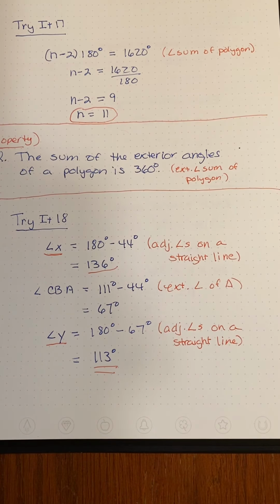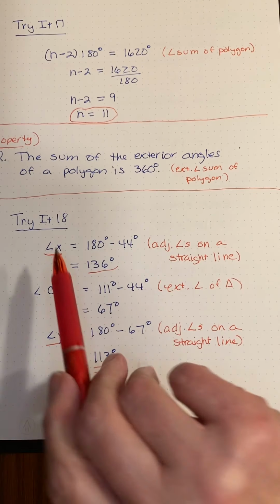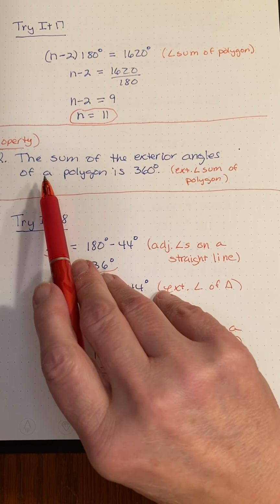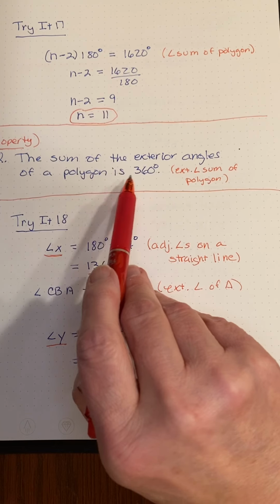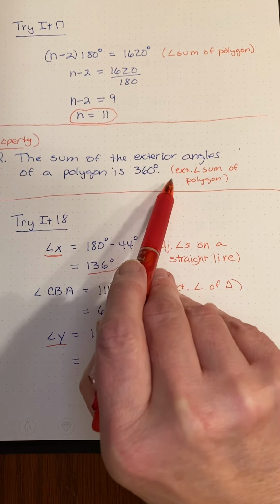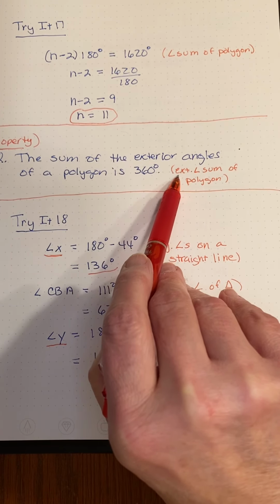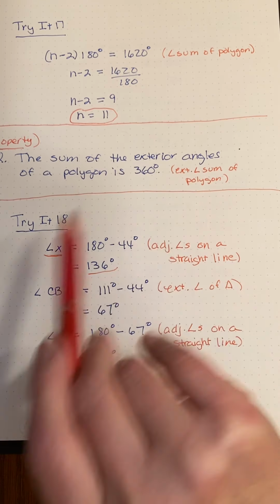Going on to the second property now, we will see that on page 216. But if you look at 215, you see polygons with their sides extended, and then you see the shaded parts of the exterior angles of those polygons, which is what we're going to be talking about in this property. The sum of the exterior angles of a polygon is 360 degrees, and we write that rule as the exterior angle sum of a polygon.